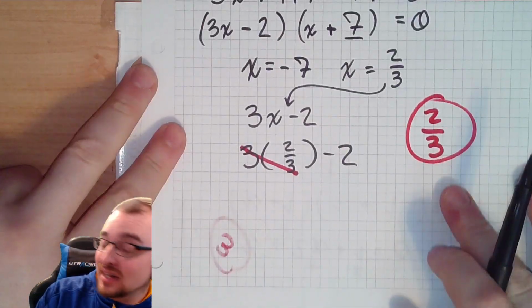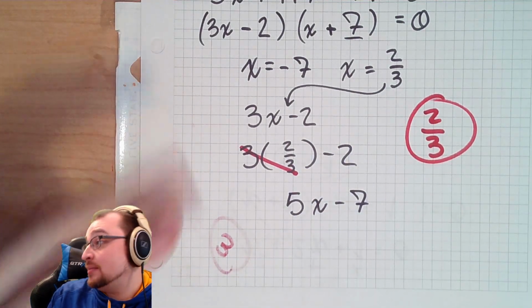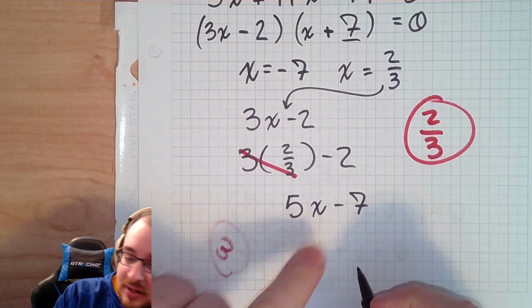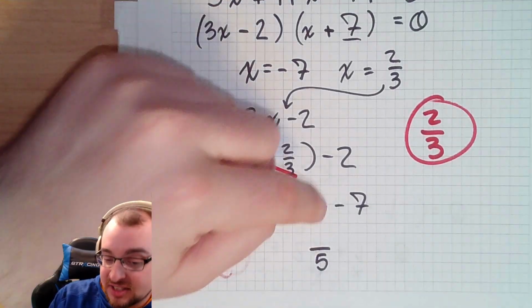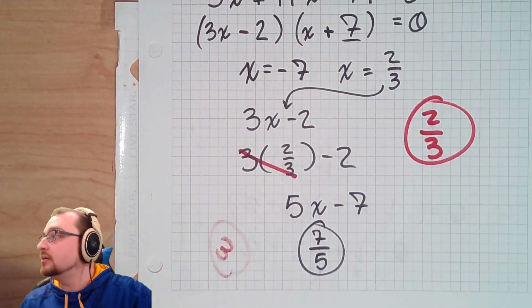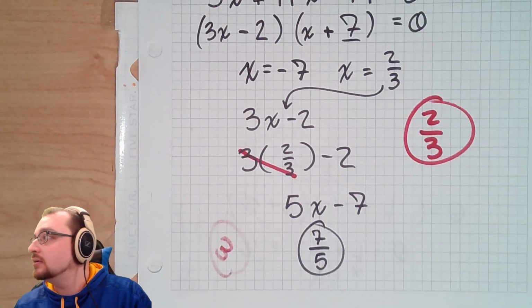If I had something like this, 5x minus 7, and I wanted to know when that becomes 0, I need a number that goes here that'll divide out the 5, and then will give me a 7 minus 7 to get 0. So 7/5. That would be our answer there. 7/5 divides out the 5, and we get 7 minus 7 is 0.